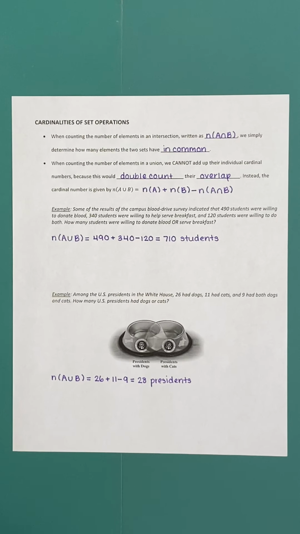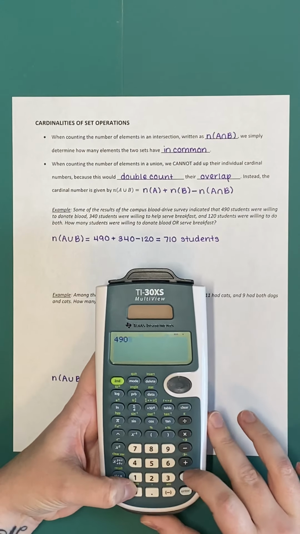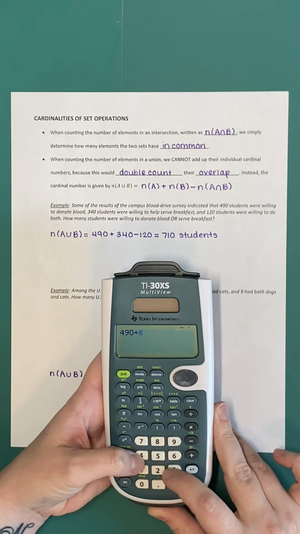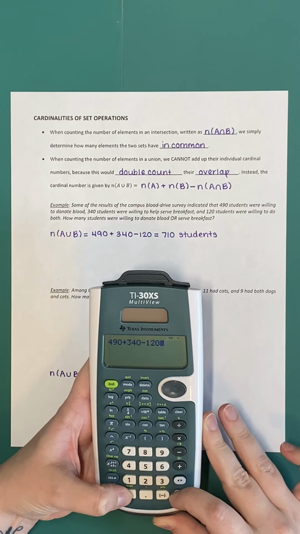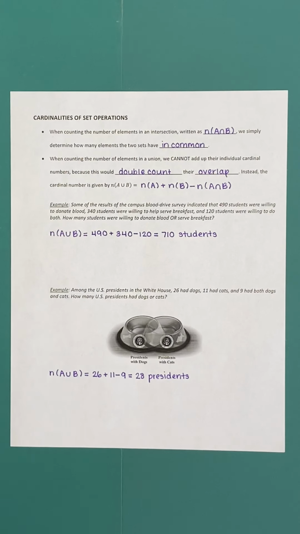And of course, you can simplify that in your calculator if you want. So 490 plus 340 minus 120, that's going to give us 710. So that means we had a total of 710 volunteers. Some of them only wanted to donate blood, some only wanted to help with breakfast. 120 of them exactly said they were willing to help with both things. Okay, let's look at one more example.